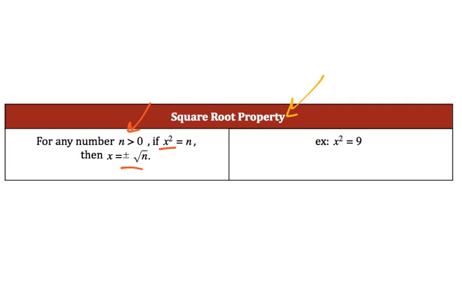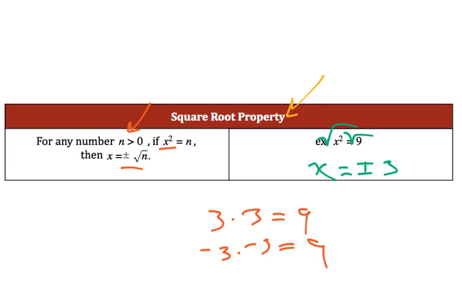And I think it's more clear if we just use this example on the right. So square root both sides, and then below there write x equals positive or -3. And that means that 3 times 3 would give me 9. But so would -3 times -3 to get positive 9. So that's why you get this positive-negative deal going on.